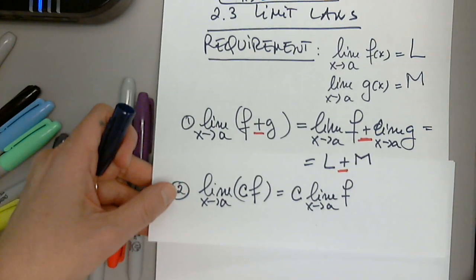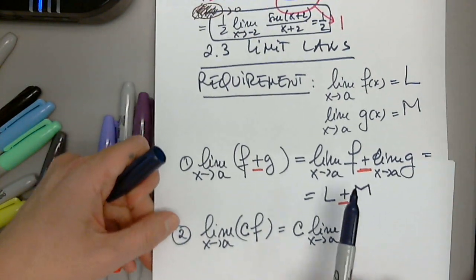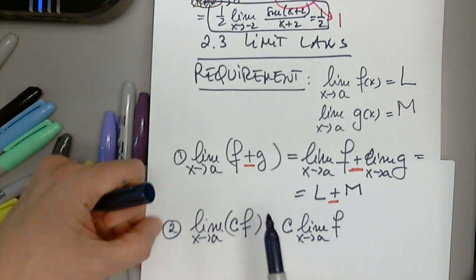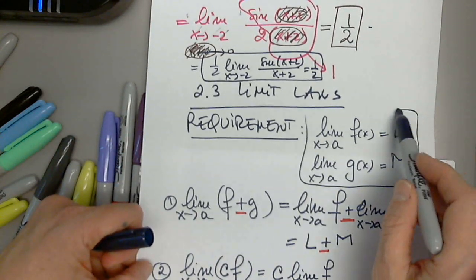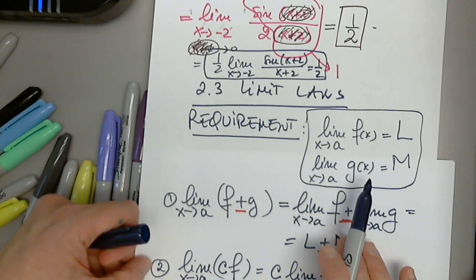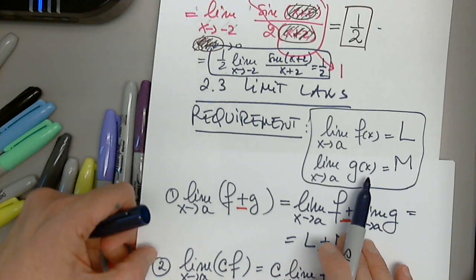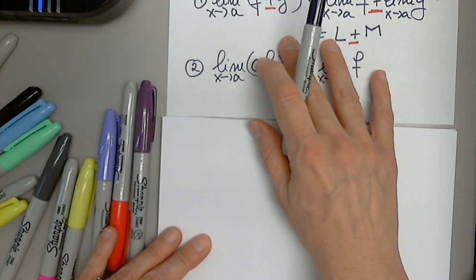Again, let me give you a counterexample here. The limit laws can be applied only if this is fulfilled. If this is not fulfilled, the limit law cannot be applied. Okay, here's an example and a counterexample.